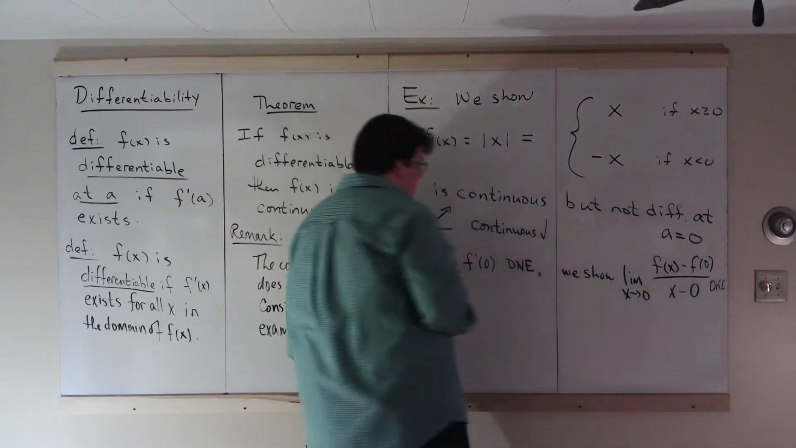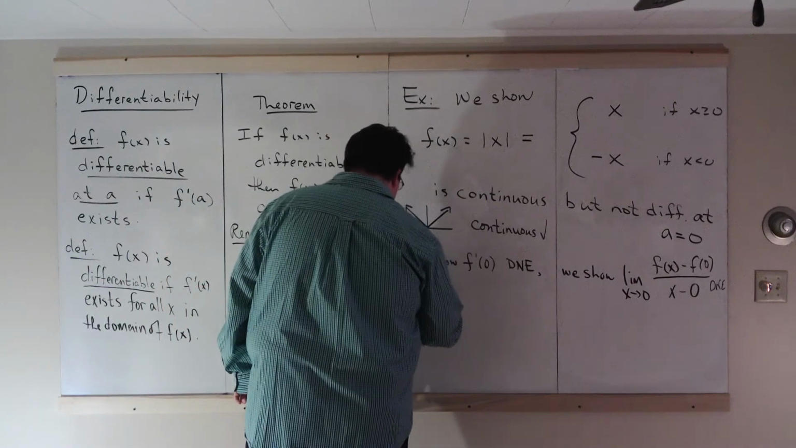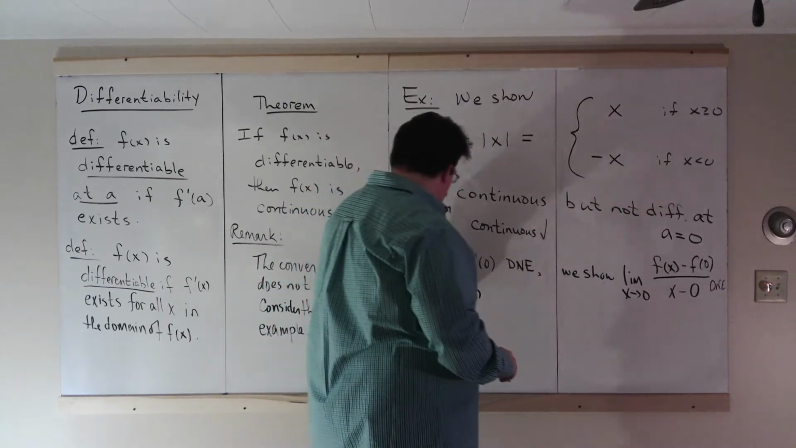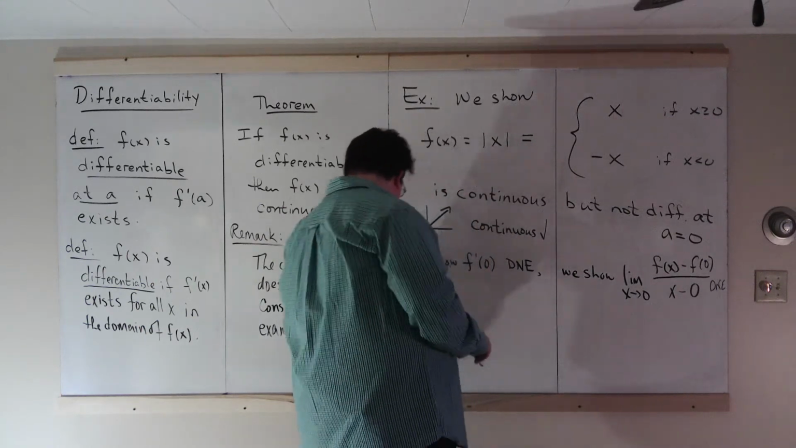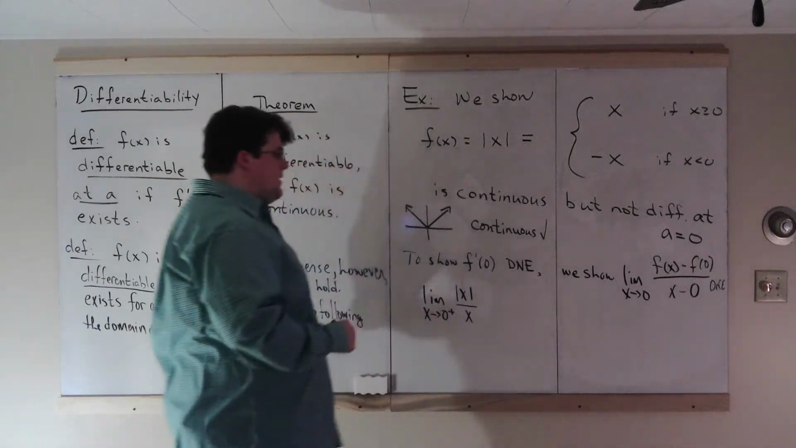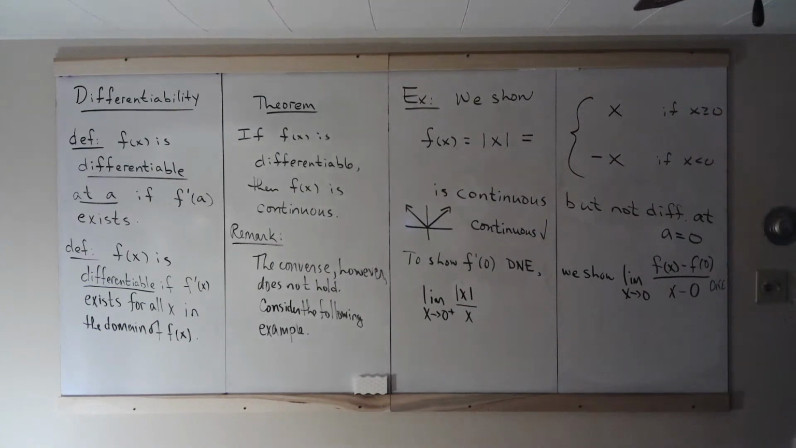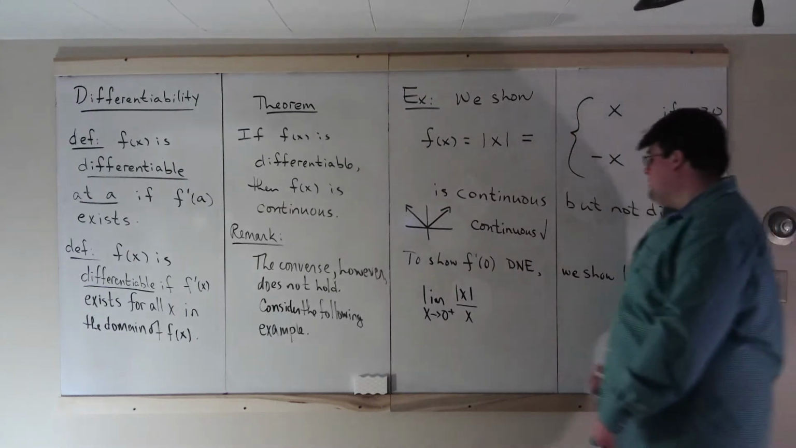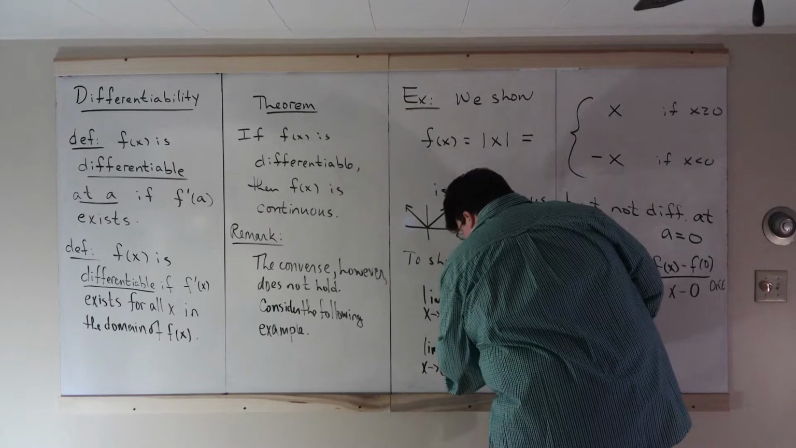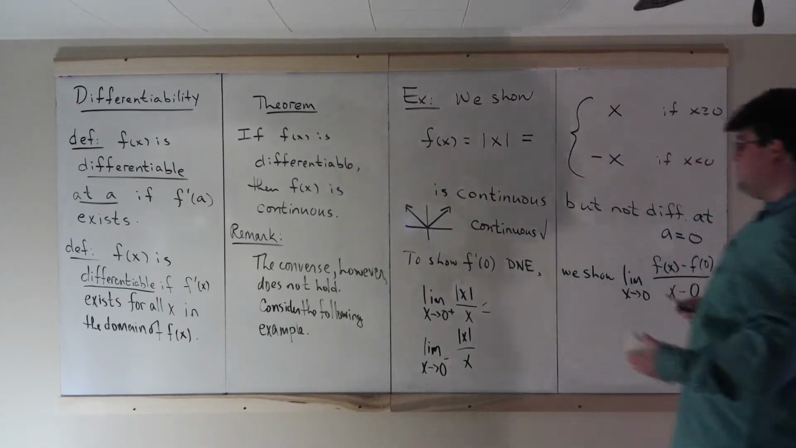Well, how are we going to do that? How can we show a limit doesn't exist? We'll show it's different on both sides of 0. So limit as x approaches 0 from the right of f of x. How does this simplify? Simplifies to that. Why does it simplify to that? F of x equals absolute value x. F of 0, absolute value of 0 is 0. So the top simplifies to absolute value of x, bottom simplifies to x. So what we're going to do is show that these two limits are not the same at left and 0.